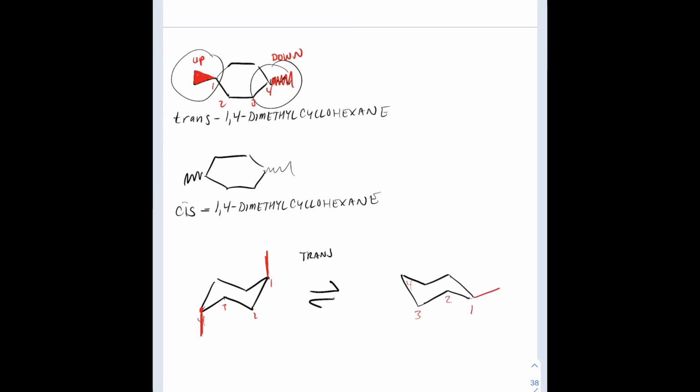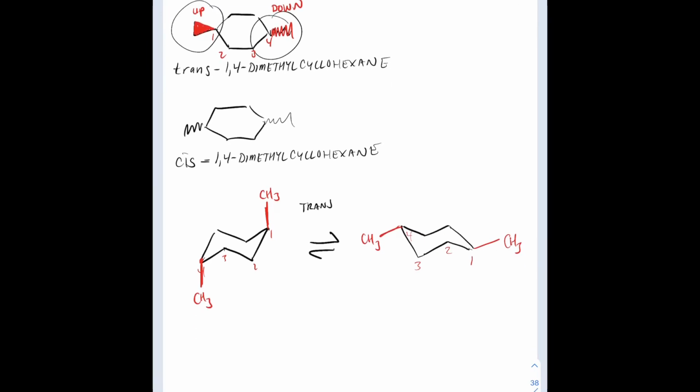So these are still at the 1 position. That methyl is still up as I've drawn here, but it's now in the equatorial position, and at the 4 position the methyl is still down. It's just in the equatorial position as well. So let me ask you, maybe it'll be easier to visualize if we actually drew our CH3s in this one. Let's be more explicit. Which conformation do you think is more stable?